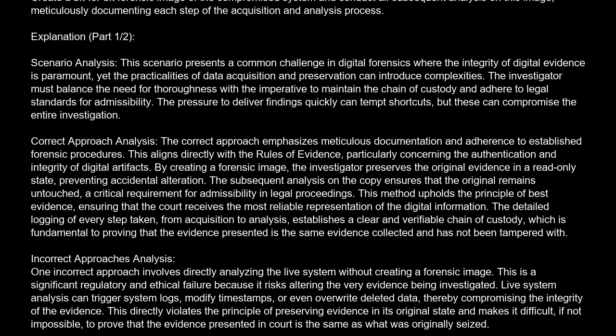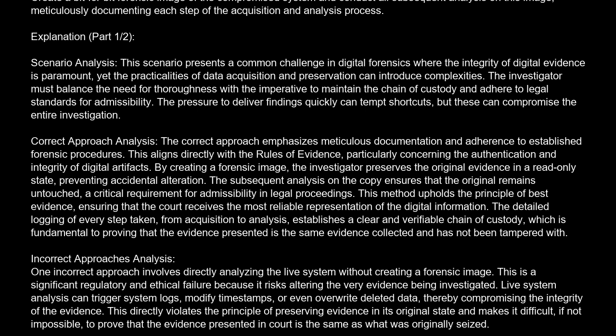By creating a forensic image, the investigator preserves the original evidence in a read-only state, preventing accidental alteration. The subsequent analysis on the copy ensures that the original remains untouched, a critical requirement for admissibility in legal proceedings. This method upholds the principle of best evidence, ensuring that the court receives the most reliable representation of the digital information. The detailed logging of every step taken, from acquisition to analysis, establishes a clear and verifiable chain of custody, which is fundamental to proving that the evidence presented is the same evidence collected and has not been tampered with.